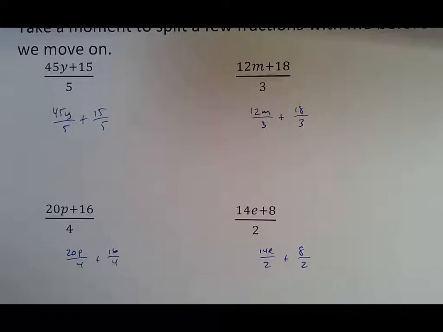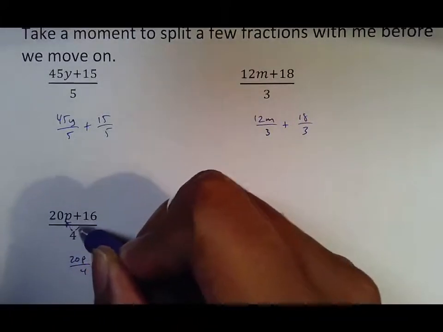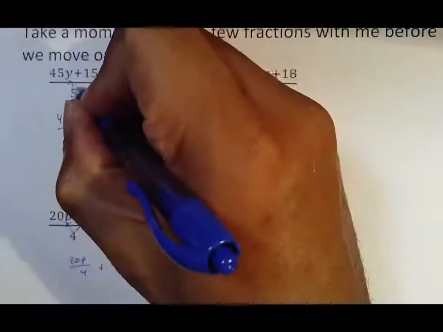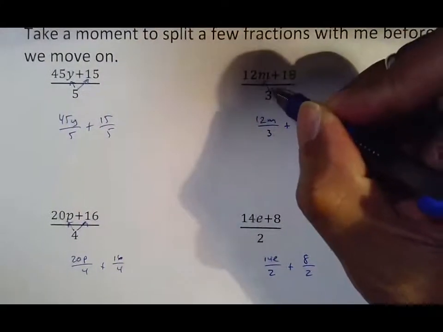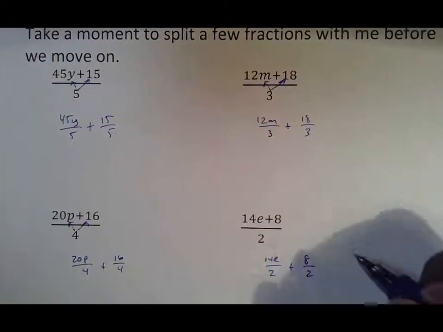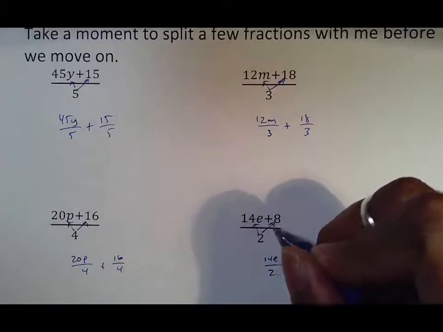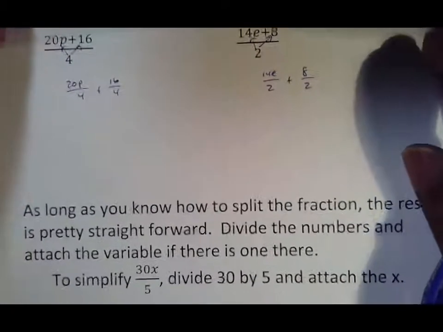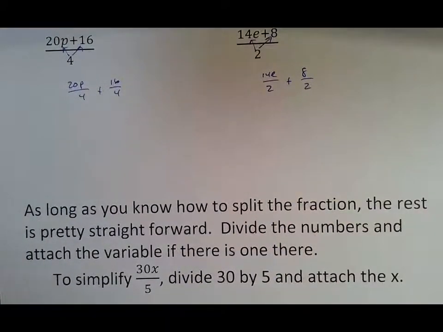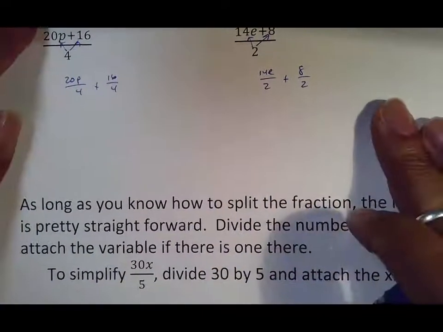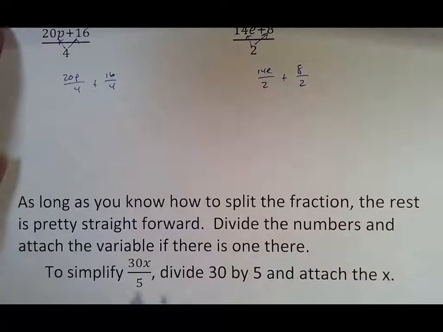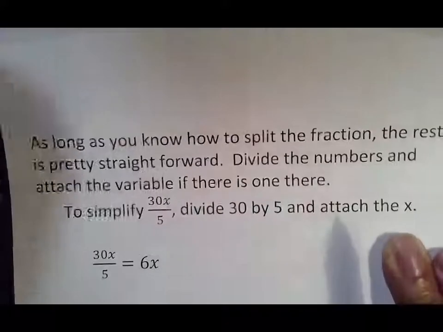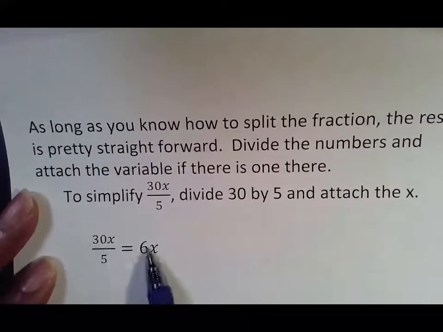So it's similar to the distributive property of multiplication. The thing we're doing again is we're distributing this division to both of these numbers. So 3 is going into 12m, 3 is going into 18, 2 is going into 14e, 2 is going into 8. So as long as you know how to split the fraction, it's pretty straightforward. Just divide the numbers and attach the variable if you need to. So if you're going to divide 30x over 5, you divide 30 by 5 and simply attach the x, which ends up looking like this, which is 6x.